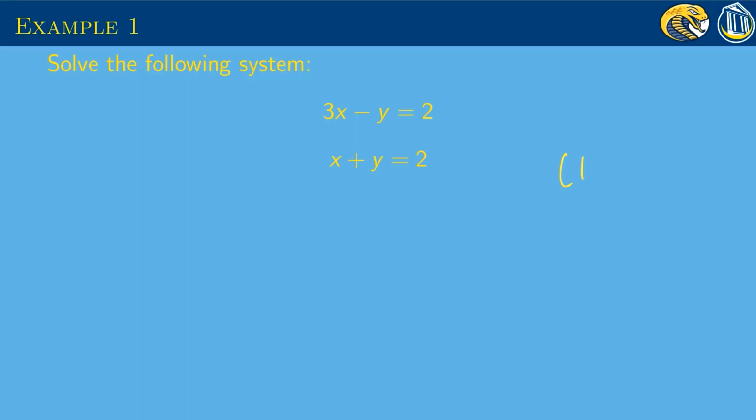If we look at this, (1, 1) indeed satisfies both of these equations, because 3 times 1 minus 1 equals 2, and 1 plus 1 equals 2. So we can say it satisfies both equations, or alternatively, it satisfies this system of equations. Let's take a look at why this doesn't always work, though.